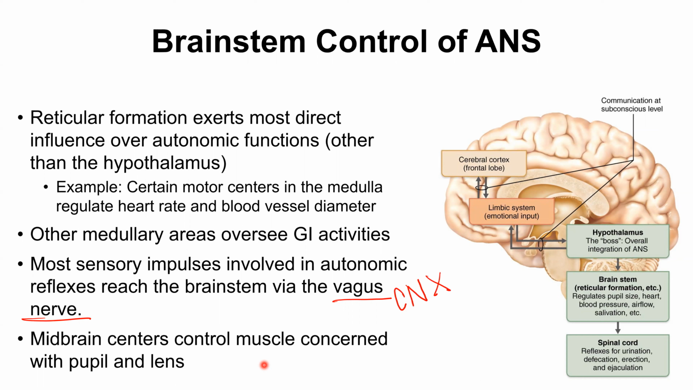And then the lens, remember, the lens is what will bend light that's coming into the eye so that you can focus on objects, either far away if it's the sympathetic nervous system that's activated, or close up if it's the parasympathetic nervous system that's activated.